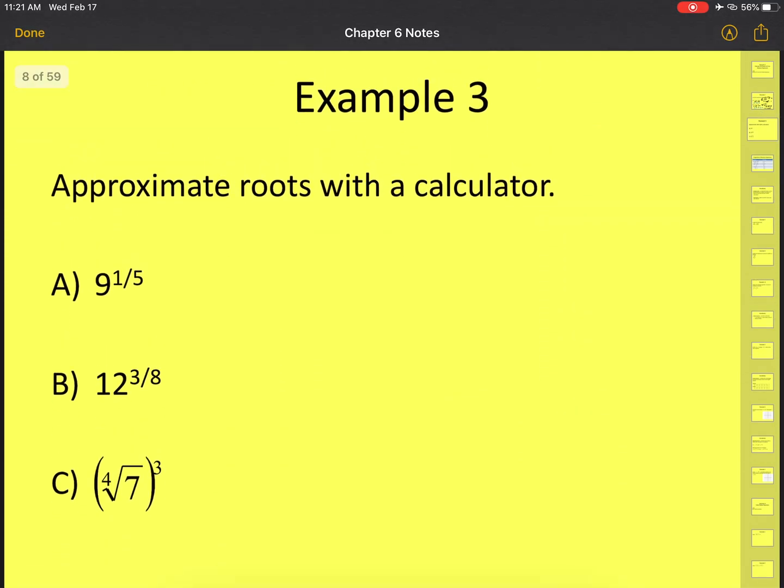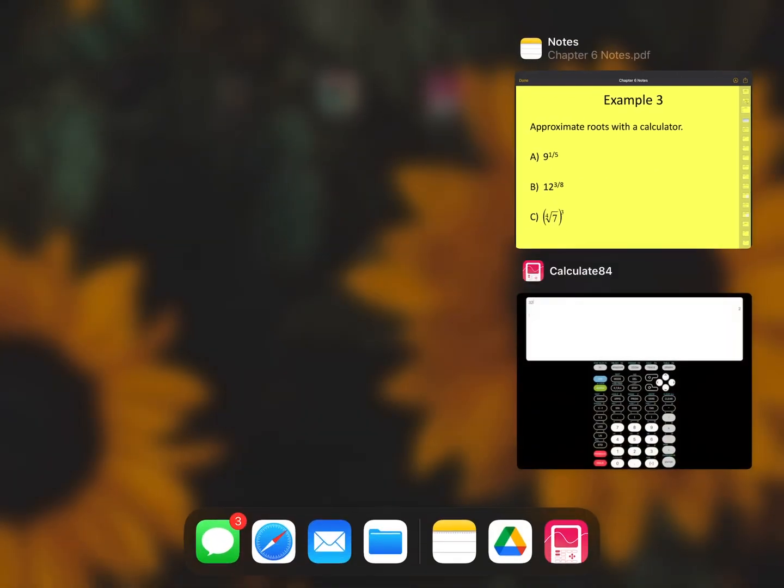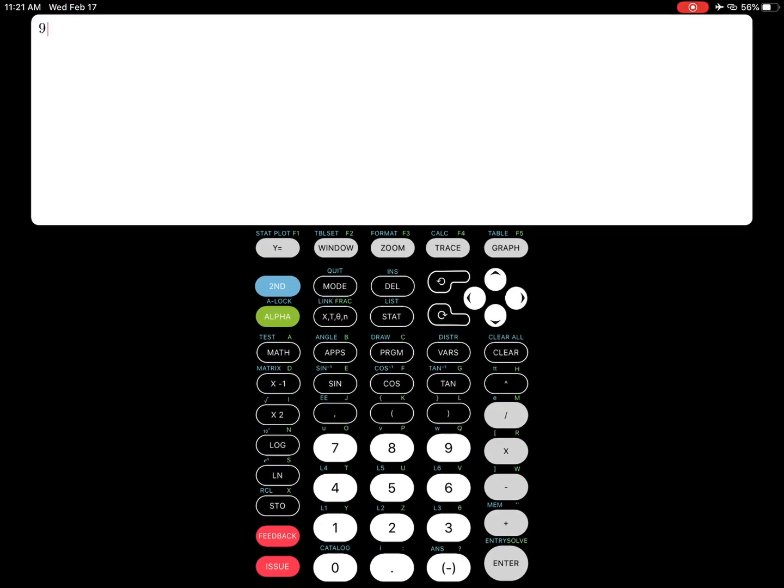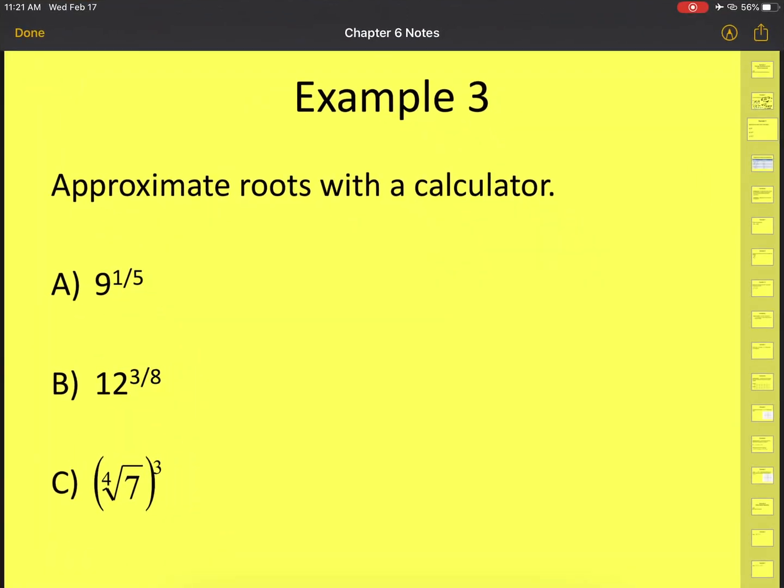In example 3 here, we're going to approximate these roots with the calculator now. So now we're going to do 9 to the 1/5. Well, we can do that in the calculator. We need 9, exponent button, 1/5, equals. And we get back 1.55, and if we round it to the thousandth, 1.552.